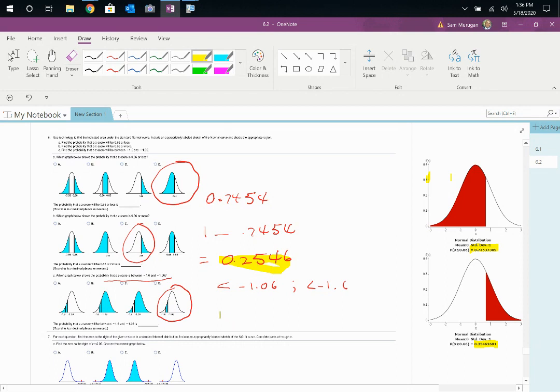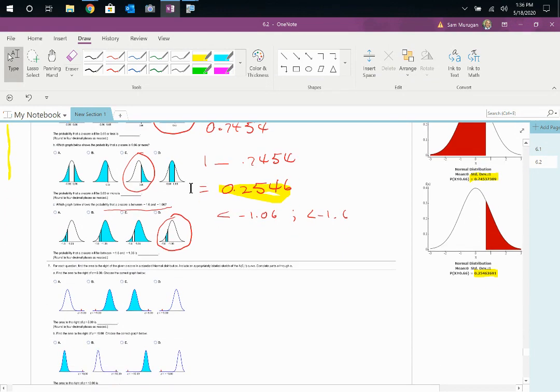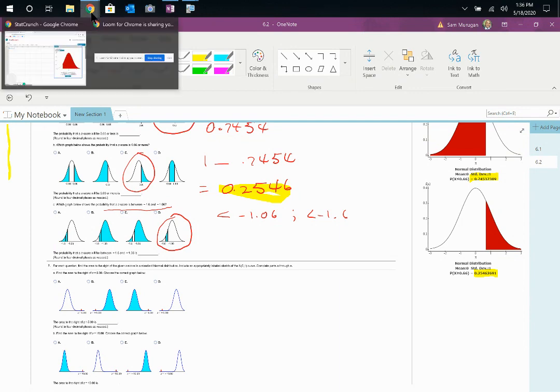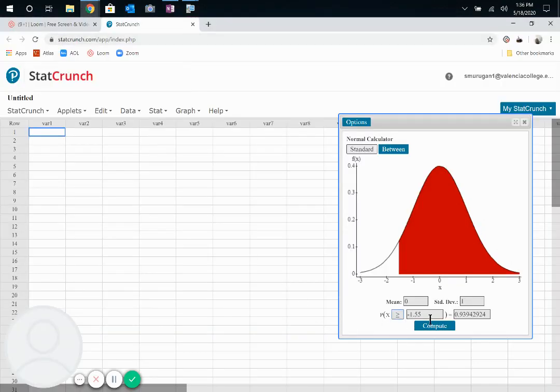Now, the third part of this problem is where you have to pay a little bit of attention, because here we have between negative 1.6 and negative 1.06. So to do this, we would need first to compute the probability of less than 1.06 and less than 1.6 and subtract the two. So let's do that.